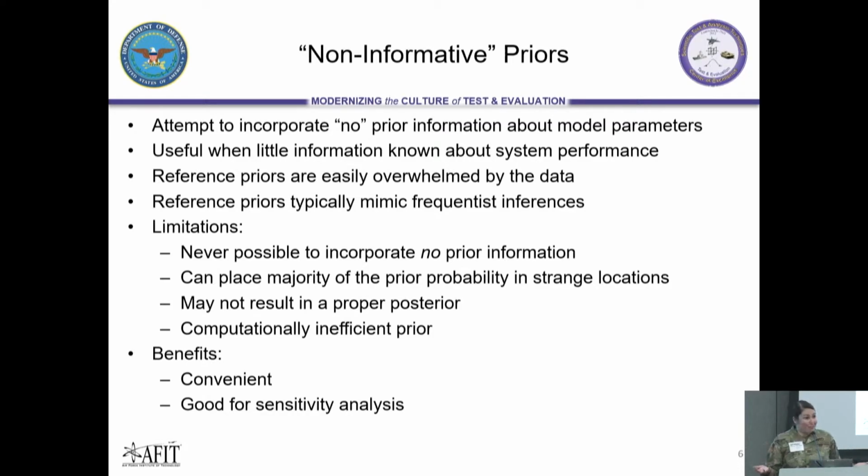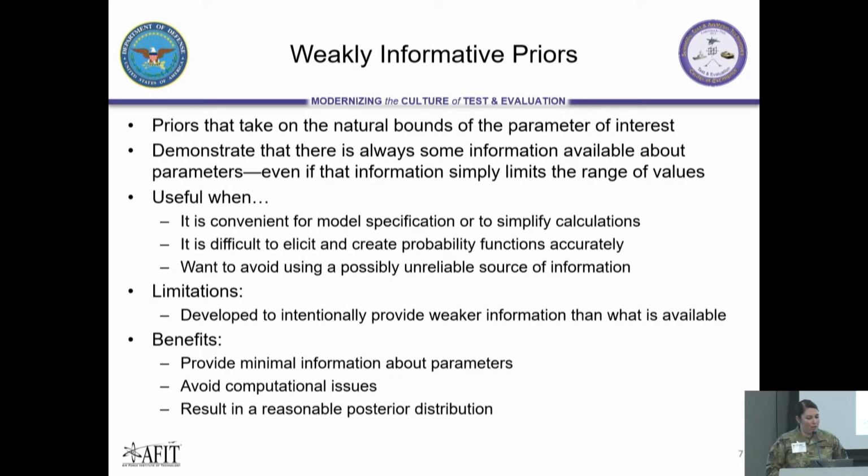Now, in testing, when we think about needing to do analysis on a quick turn basis, especially if we're thinking about interim analysis, we want to have computationally efficient priors. With that, we can think about weakly informative priors. And weakly informative priors are going to be priors that take on the natural bounds of a parameter.